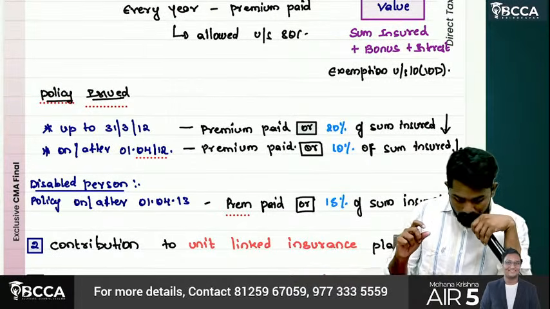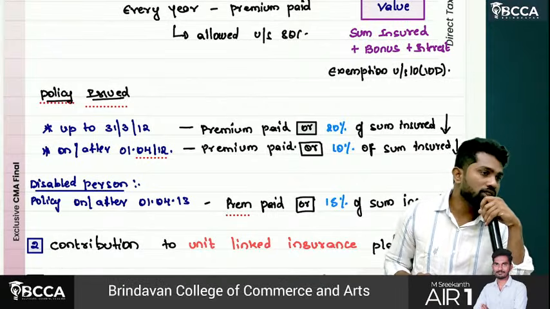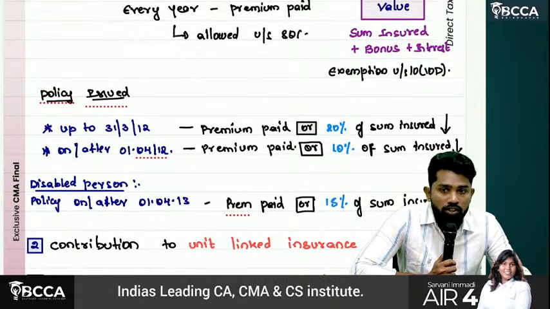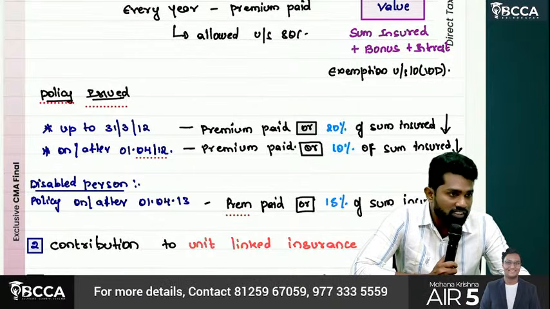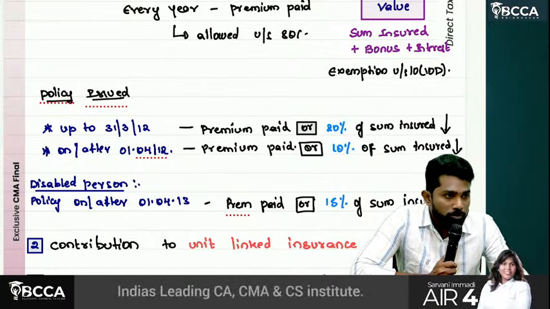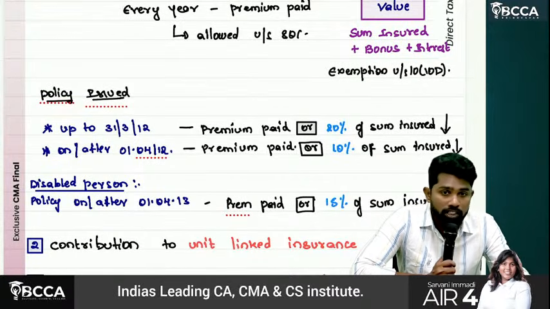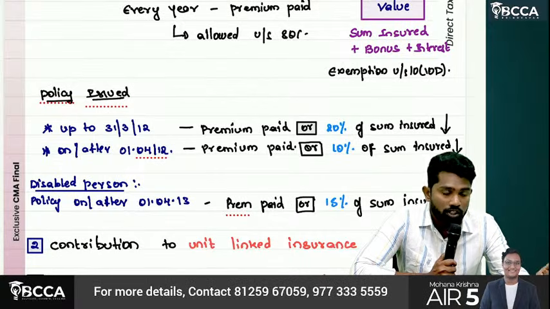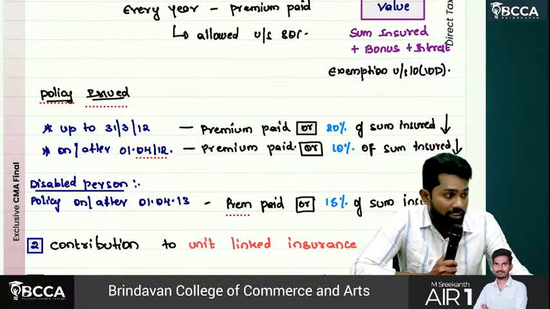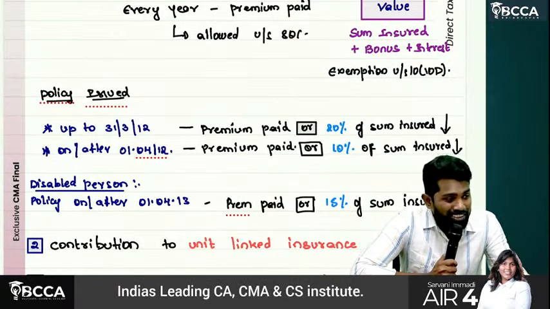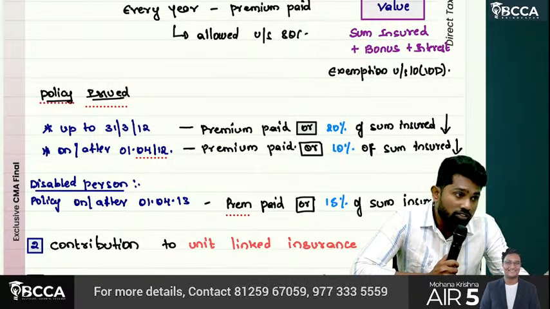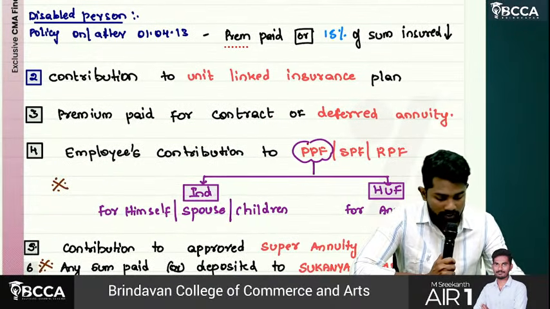Sir, it depends on when the policy has been taken. Policy issued up to 31st March 2012: premium paid or 20% of the sum insured, whichever is lower. From 1st April 2012: premium paid or 10% of the sum insured, whichever is lower. From 1st April 2013, if it is a disabled person, then the deduction available is premium paid or 15% of the sum insured, whichever is lower.